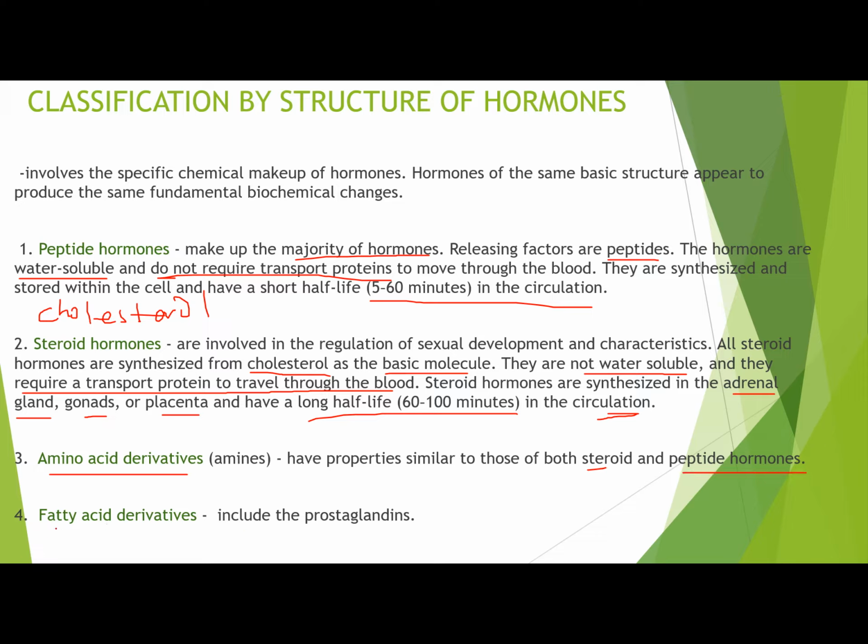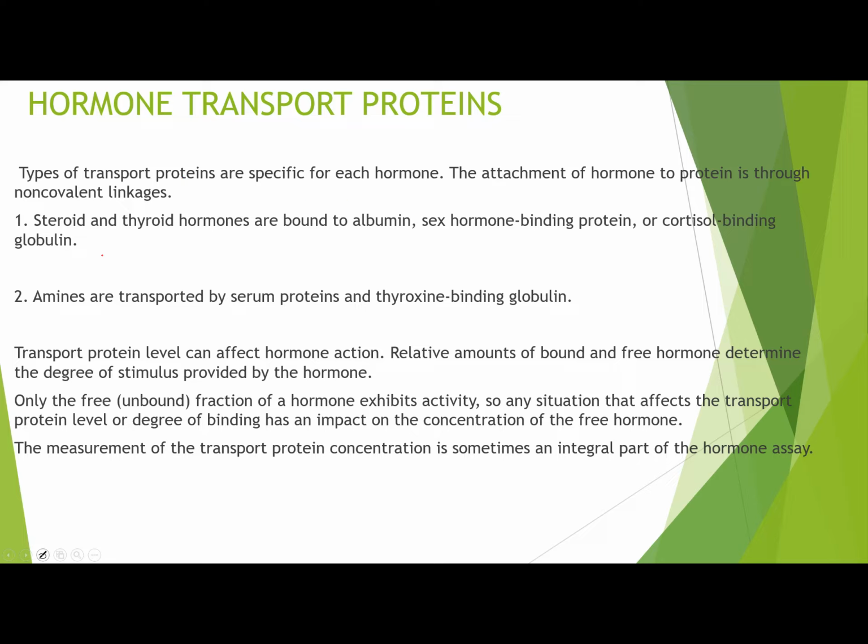Now let's talk about the different transport proteins, class. So your steroid hormones would require transport proteins, class. For your steroid and thyroid hormones, an example of their transport protein is albumin. And there's also sex hormone binding globulin or cortisol binding globulin.